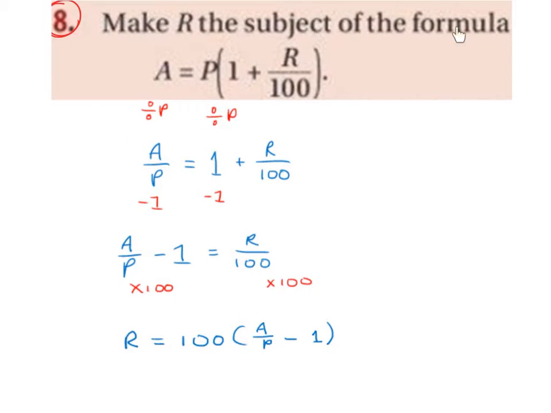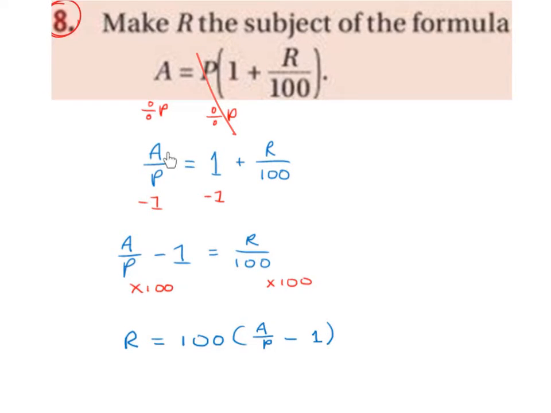Make r the subject of the formula. A equals p times 1 plus r over 100. Okay, so we want to get this r on its own, and the first thing we have to do is get rid of the p that's stuck onto the front of the bracket. Brackets mean multiply in maths, and the opposite of multiply is divide. So if I divide by p, I can cancel out those p's. But if I divide by p on the right of the equal sign, I have to divide by p on the left of the equal sign.